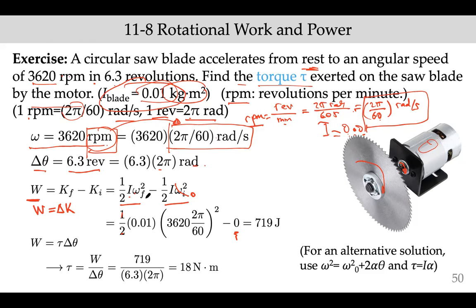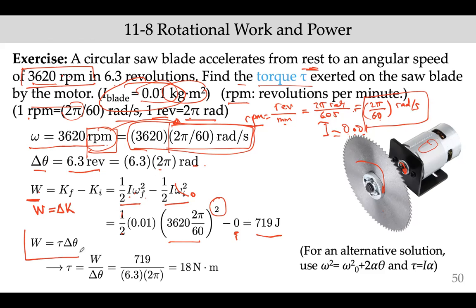And the final angular speed is this number that we converted into radians per second. It's here. Of course, you have to take the square of it. Now, the work done by the motor on the saw blade is then 719 joules. It's positive. That means the work done on the saw blade increased its speed, and indeed that's the case because it started from rest and its speed reached this number.